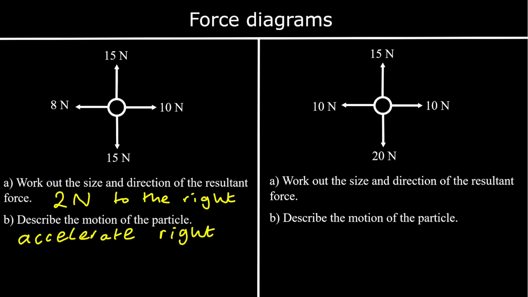And one for you to try. Give it a go. So this time forces left equal forces right, but forces down don't equal forces up. So the overall force, the resultant force, is 20 newtons, take away 15 newtons, which is 5 newtons acting down. So the motion of the particle, it will accelerate down.